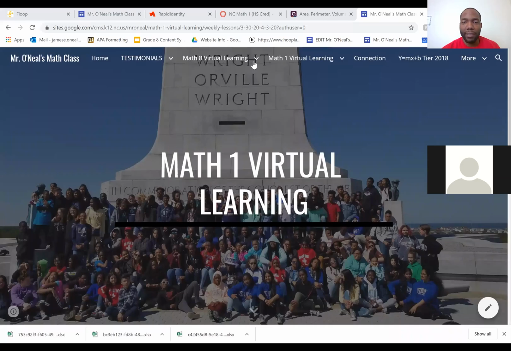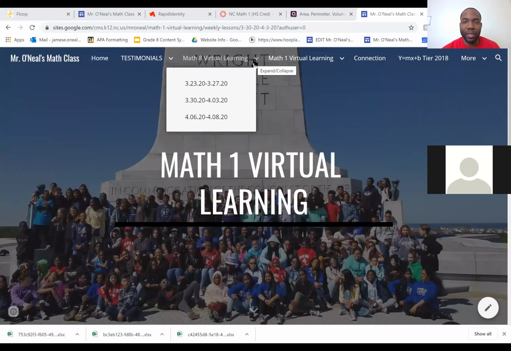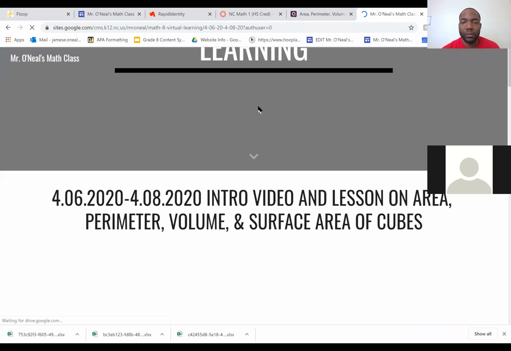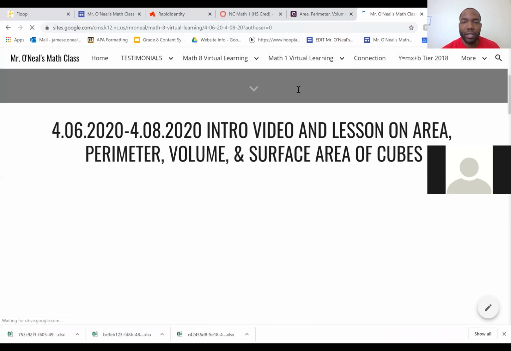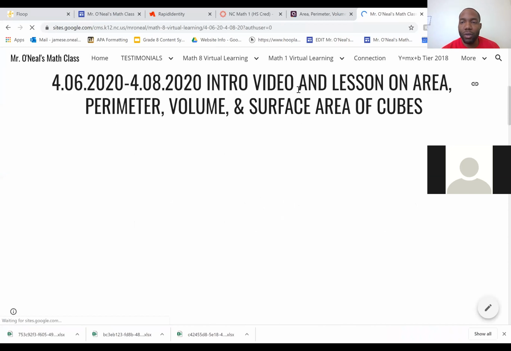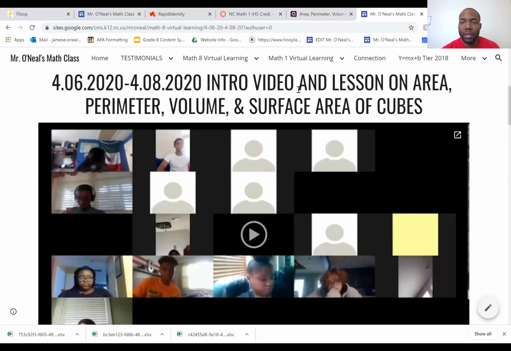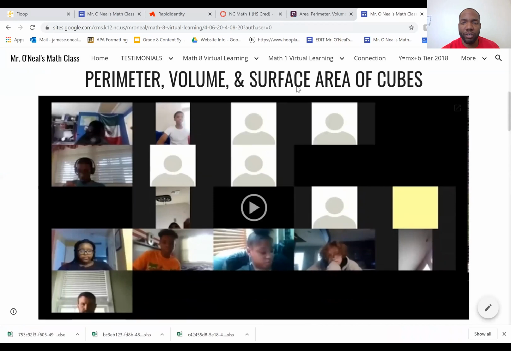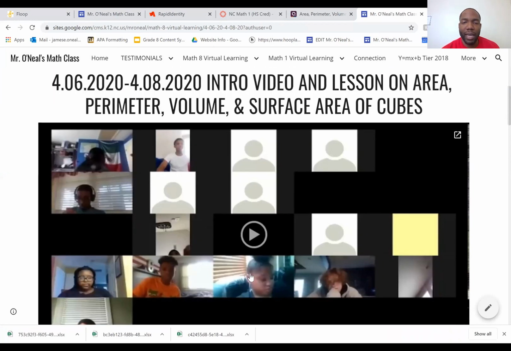Math 8, as you can see, the new tab is right here for this week. If we go to this tab, you will see the objectives of this week. Today, intro video lesson on area, perimeter, volume, and surface area of cubes. That's what I'm going to be teaching today. Clearly, it's not ready yet. I don't know why that's there. It's not supposed to be there.